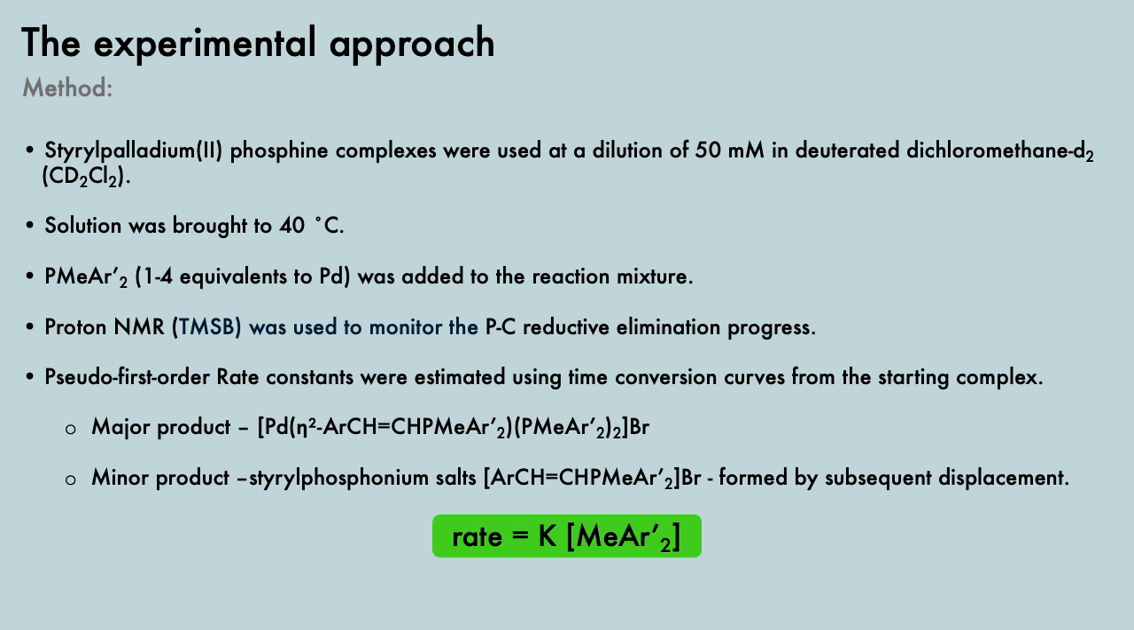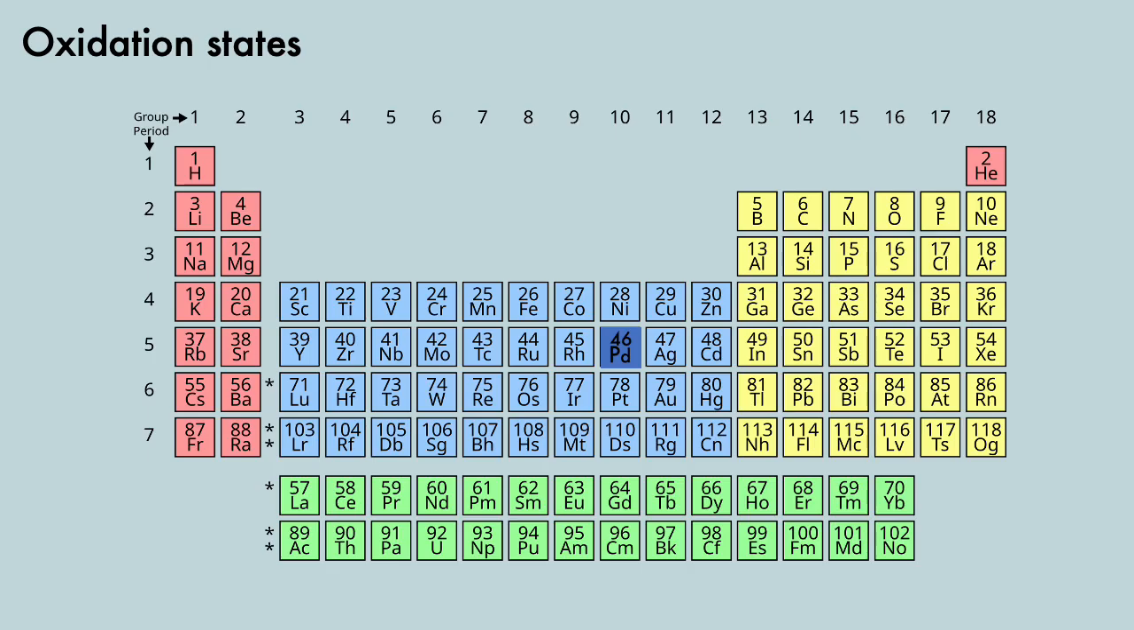Pseudo first-order rate constants were estimated using time conversion curves from the starting complexes. The major and minor products are shown below. The minor product was formed by substituent displacement. The reaction rates were measured under conditions where one reactant concentration was effectively constant, pseudo first-order conditions, to simplify analysis.